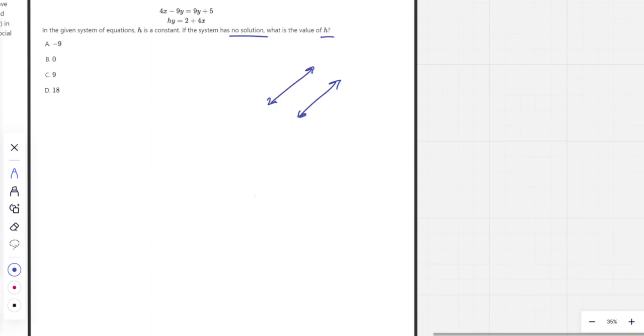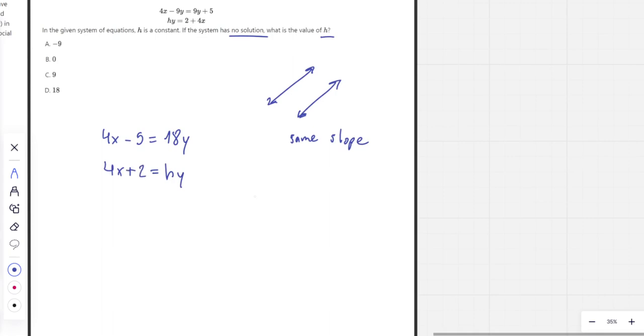In order for them to be parallel to each other, I want the same slope. Same slope. So what I want to do here is probably convert it into matching form for both equations. I will move the 5 over to the other side and move the negative 9y over. So we get 4x minus 5 on that top equation equals 18y. Then notice that matches pretty similarly to the bottom equation. If I just flip the structure of the bottom equation, it's hy equals 4x plus 2.